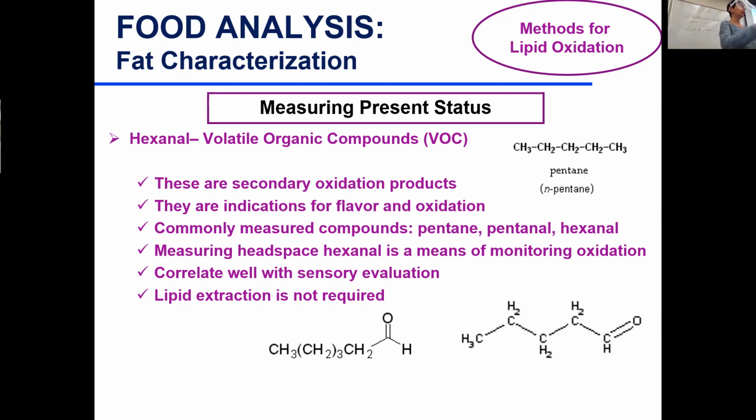You put your sample in a glass container, you cover it, and then you let it sit. Then this headspace is saturated with your volatiles. Then you can take a syringe and draw a little bit of your headspace and inject it on GC, and then you can measure the amount of hexanal you have in your headspace, which is an indication of secondary oxidation product, and it correlates well with flavor. So with sensory attributes, because it is a volatile, it contributes to the flavor of your product. It has a very distinct flavor.